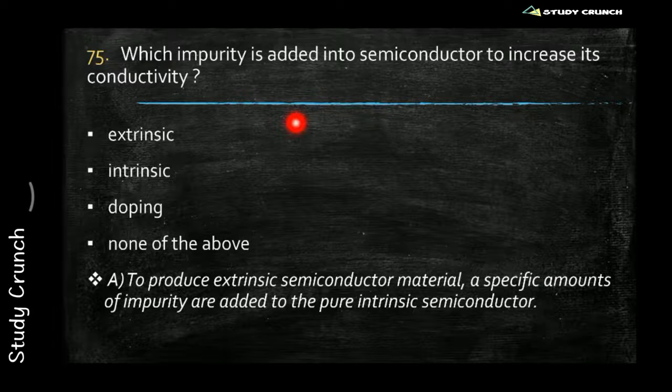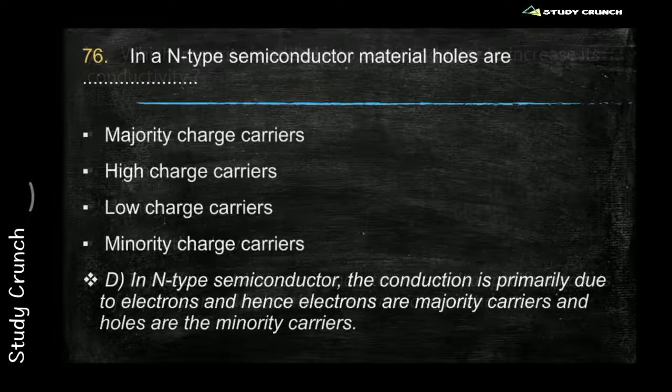Next, which impurity is added into a semiconductor to increase its conductivity? So it will be an extrinsic semiconductor. To produce an extrinsic semiconductor, impurities are added to pure intrinsic semiconductors. Next, in an n-type semiconductor material, holes are. So holes will be minority charge carriers, as there will be more electrons in an n-type semiconductor.